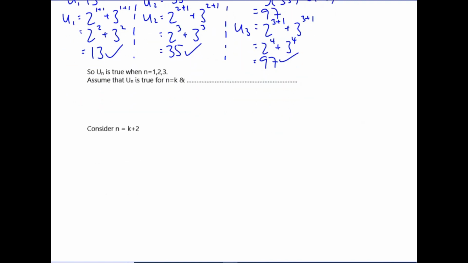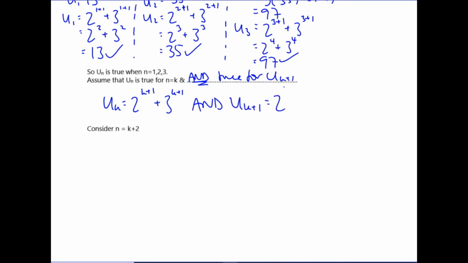Now, in your assumption step, we assume that it's true for n equals k. So that's assuming that U_k equals 2 to the k plus 1 plus 3 to the k plus 1. And we must also assume that it's true for n equals k plus 1, because our recurrence relation is based on the previous 2 terms. So, and true for U_{k+1}. So we've got U_{k+1} equals 2 to the k plus 2 plus 3 to the k plus 2.